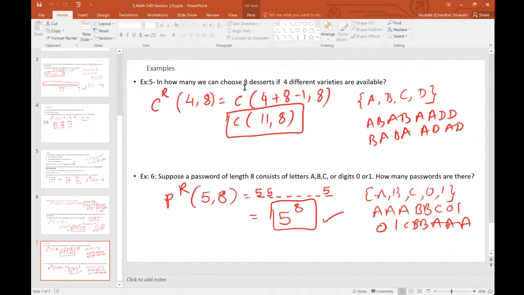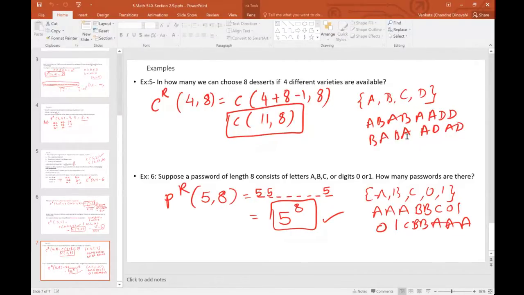In how many ways can we choose 8 desserts if 4 different varieties are available? Assume there are 4 different varieties of desserts: A, B, C, and D. Now imagine you have 8 guests at your house, and how many different ways can they pick out of these 4 things. For example, guest 1 can have A, B, A, B, A, D, D. That means there are guests who picked dessert A 4 times, dessert B 2 times, and dessert D 2 times. And this is another way of doing this.